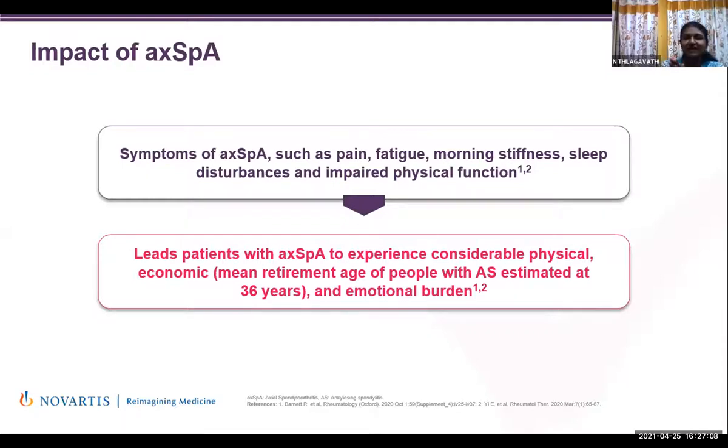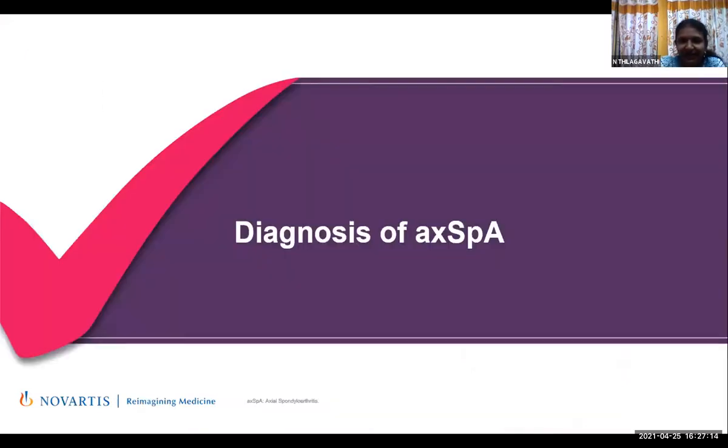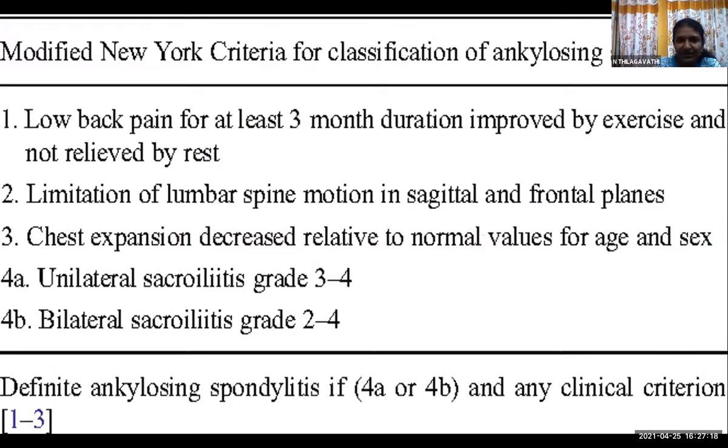So this axial spondyloarthritis not only causes a physical burden, but also financial and emotional burden. So how will we make a diagnosis of axial spondyloarthritis? This was the initial classification, the New York classification for ankylosing spondylitis. This was based on X-ray, standard radiograph, where the patient will develop structural lesions on the sacroiliac joints, namely in the form of erosions or bony ankylosis.